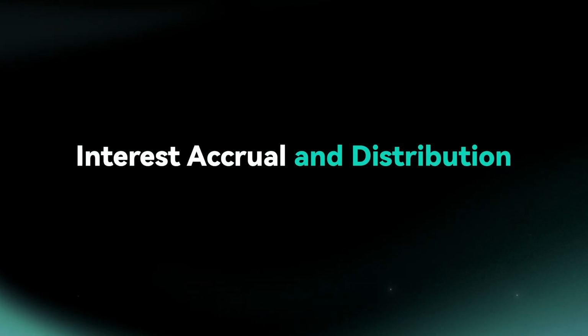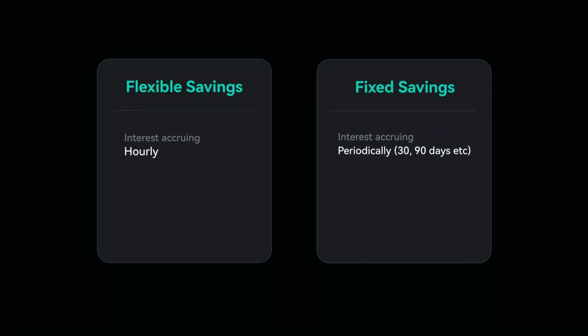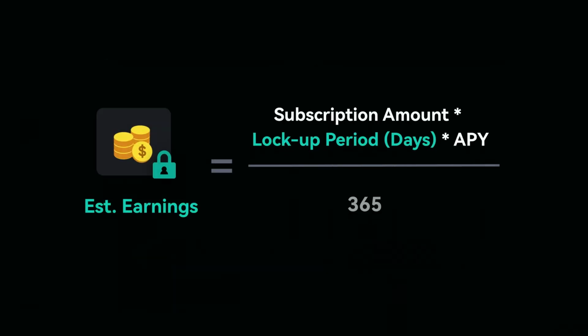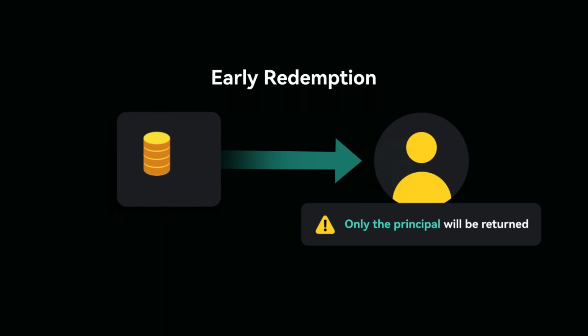Interest accrual and distribution. Unlike flexible savings products that accrue interest hourly and allow instant redemptions, fixed savings products will be automatically redeemed upon maturity, and the principal and interest income are then distributed to the subscriber's spot account. Here is the earnings calculation for fixed savings products. However, early redemption will not yield or allocate any earnings. Only the principal will be returned to your spot account.